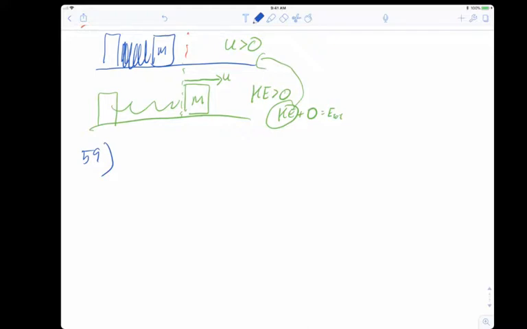59 goes like this. You drop a rubber ball from height 3 meters. It bounces off a concrete surface to height 2.7 meters. Okay. Oh, this is another coefficient of restitution question. I don't want to do a question. Whatever.